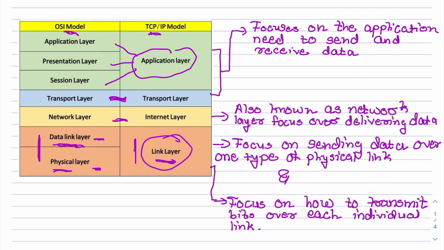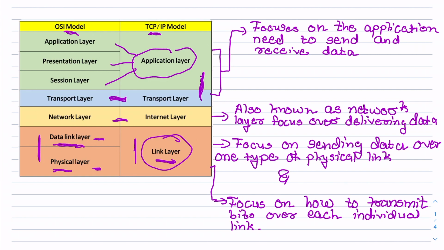The application layer and transport layer focus on the application needed to send and receive the data. Basically, it is the first layer, which initiates the whole process, the one due to which the process starts.